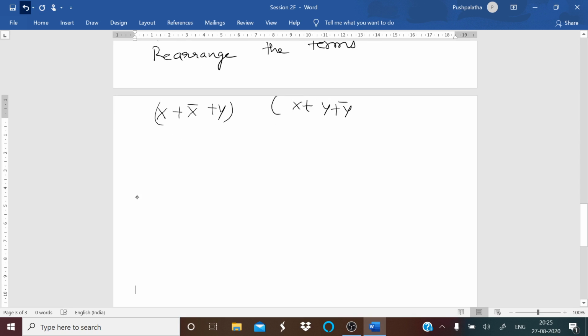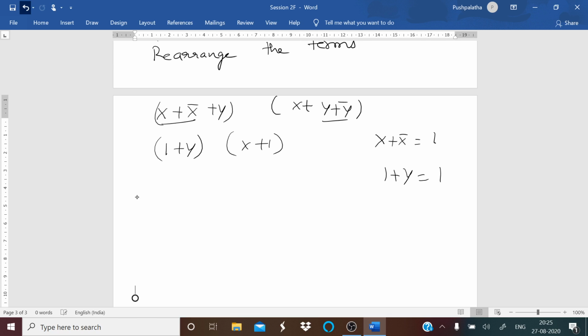So what is x plus x bar now? You know x plus x bar is equal to 1. So x plus x bar is 1 plus y, and y plus y bar is again 1. So that is x plus 1. Right. Now, what is 1 plus y or 1 plus x? 1 plus y or 1 plus x is 1. So 1 into 1 is 1. So you have proved the first part.